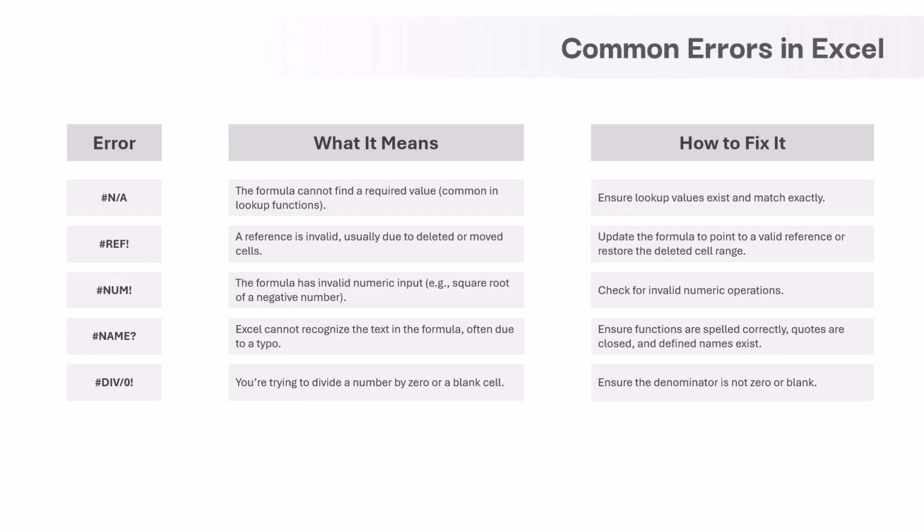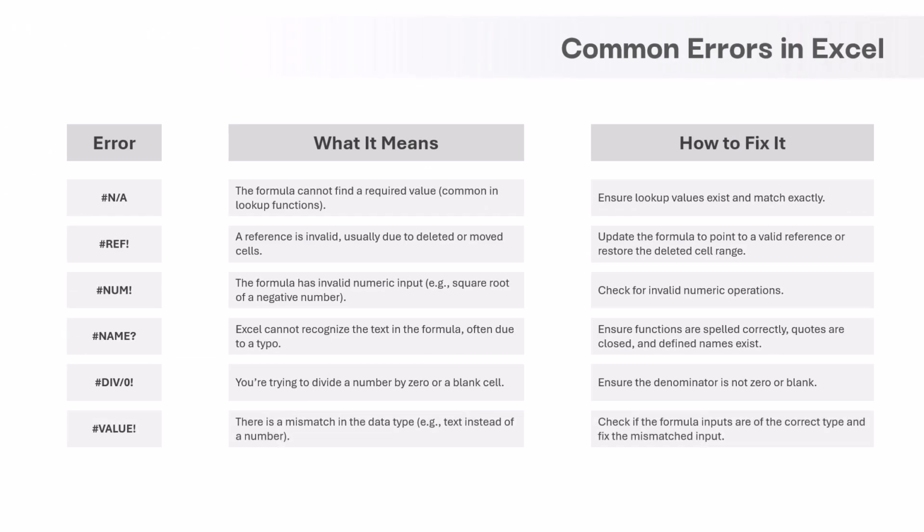The next type of error is value error, and this usually occurs when we are trying to perform any mathematical operation with two different data types. Say for example, you are trying to multiply a number with a text value. Then you will get the value error. And how to fix it? We need to check if the Excel formulas have got correct input with correct data types. Let's go back to Excel and then see an example.